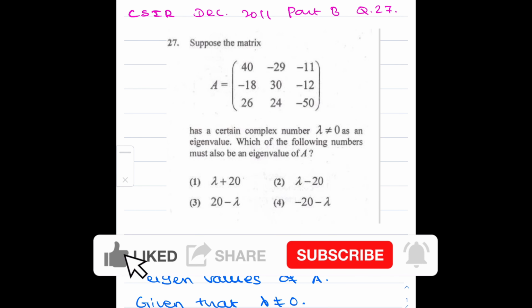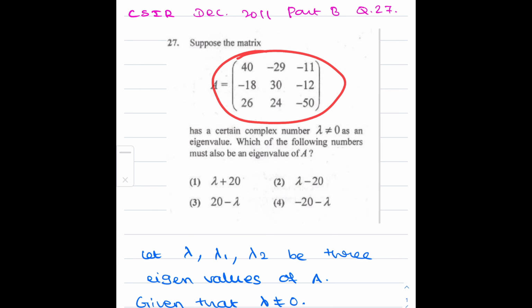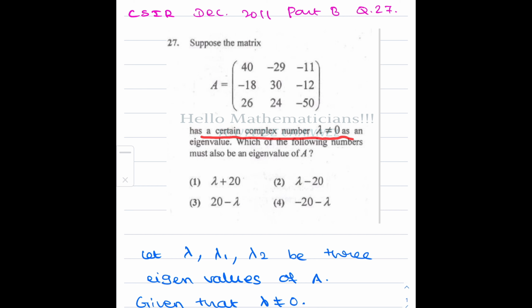Mathematicians, today as a first problem, we see one very simple problem asked in a CSIR exam. A 3 by 3 matrix A is given, and it is said that the matrix A has a certain complex number lambda not equal to 0 as its eigenvalue. Which of the following numbers must also be an eigenvalue of A? That is the question.